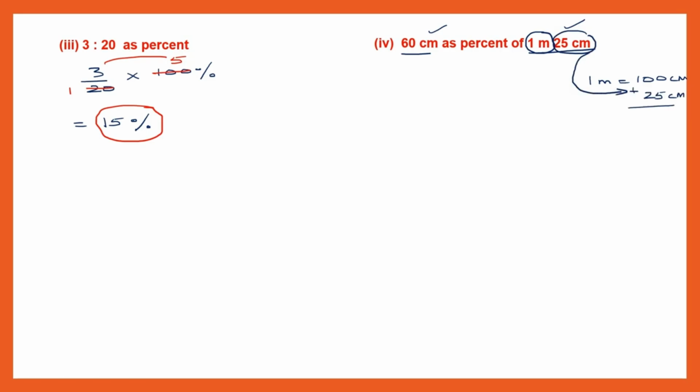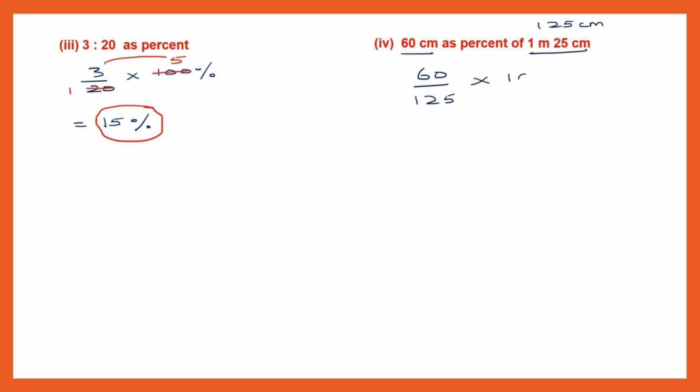So when we add this, what do we get? 125 centimeters. So this has now become 125 centimeters. Here also we have centimeters, there also we have centimeters. Now we have to express 60 centimeters as a percent of 125 centimeters. Now how do we do that? We say 60 by 125, expressing one quantity as a percent of another quantity. Now we are converting it to percent, so multiply by 100%. Now cancel what you can.